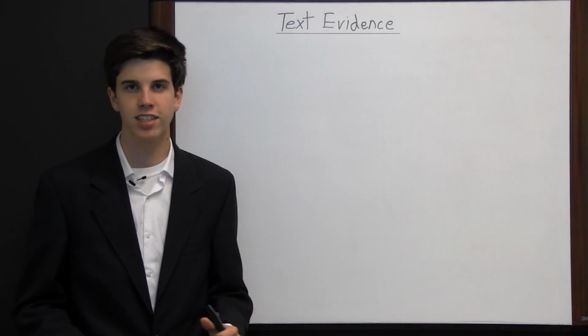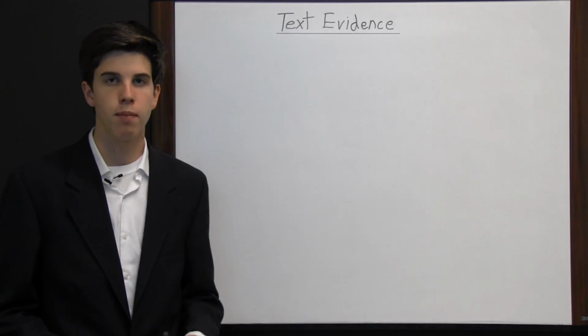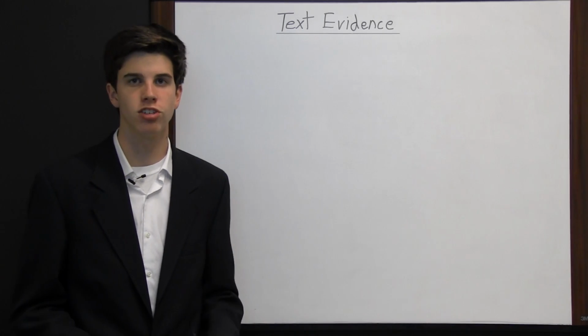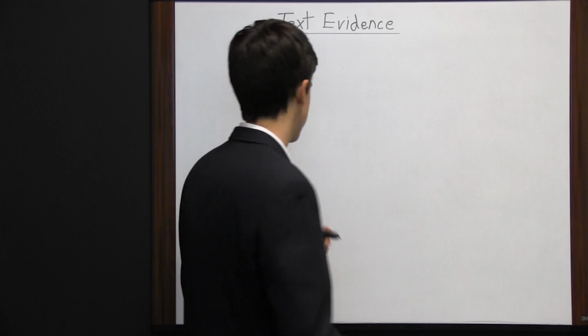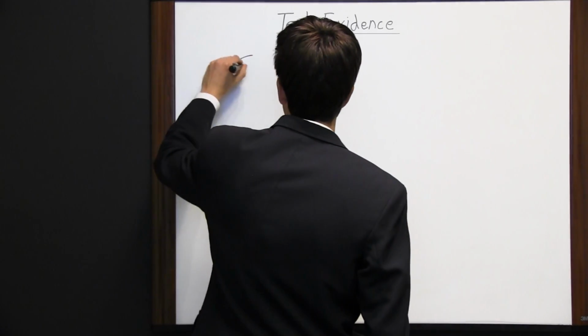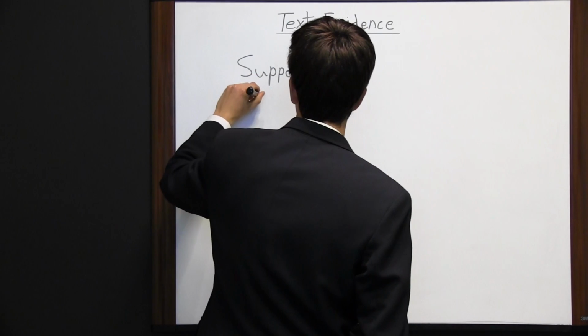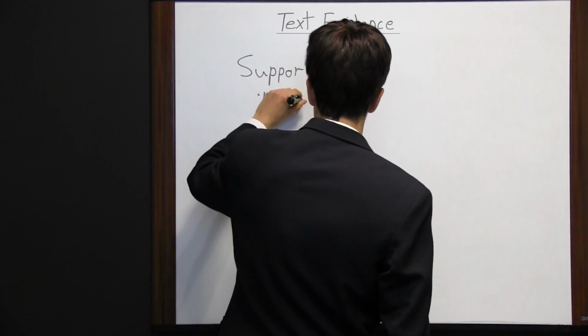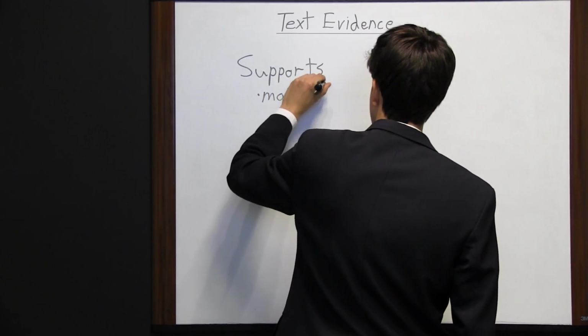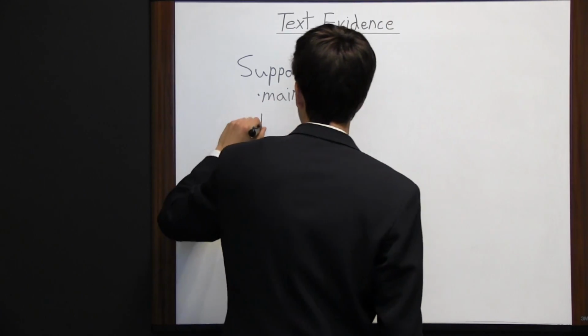Text evidence is basically information in a text that backs up the main point or points in general throughout the story. So I want to write up some main points up here about text evidence. Like I said, it supports the main point or the points throughout the story.